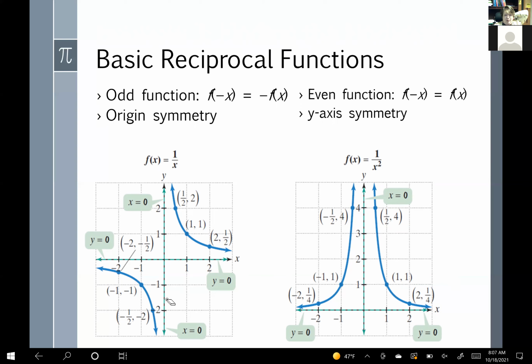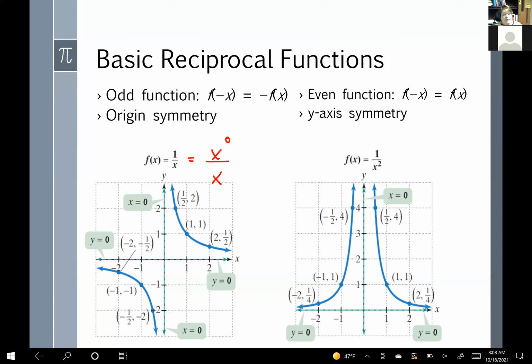The degree of the numerator of this function is 0. There is kind of an understood x to the 0 in that numerator. x to the 0 is equal to 1. So the numerator degree is less than the denominator degree. So the x-axis is a horizontal asymptote.